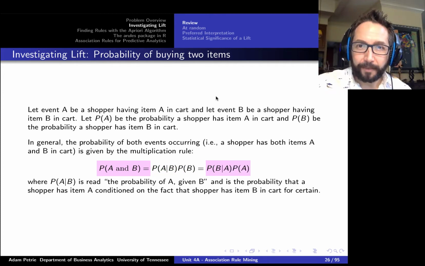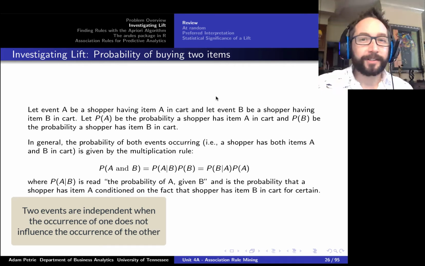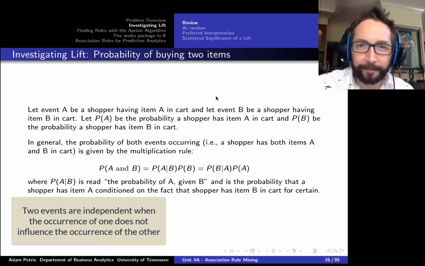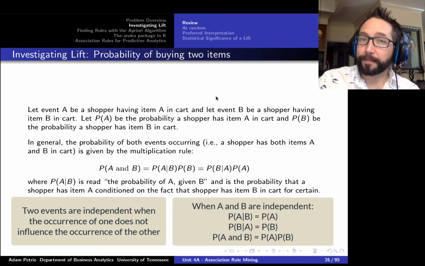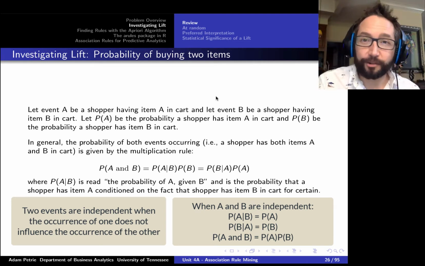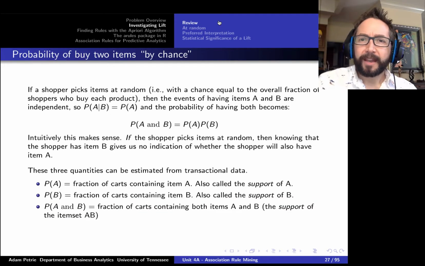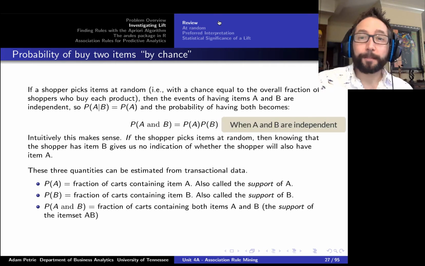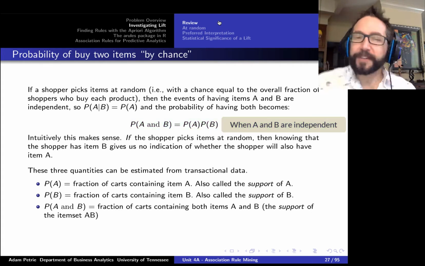Now, if we were dealing with independent events, if the occurrence of event A is not at all influenced by whether or not B has or has not occurred, then this rule simplifies because the conditional probability of A given B is just the unconditional probability of A itself. Knowing if B happened or not doesn't really matter. So if events A and B are independent, the probability that both events occur is just the product of the respective probabilities. And we've used this quite a bit.